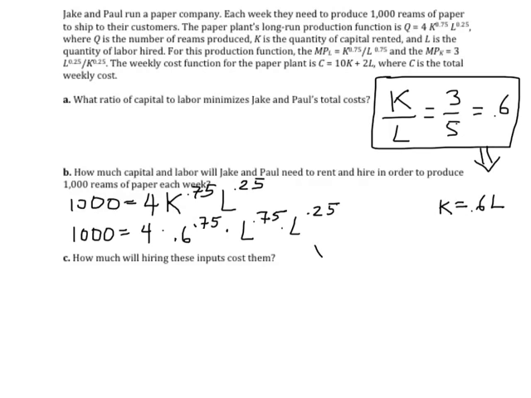So let me just simplify, then I'm going to have to pause while I go run get a calculator, since I can't use my calculations from Friday because I substituted differently. But I should still get the same answer. If I didn't, it means I made a silly algebra error, which happens to all of us. All right, so L equals 1,000 divided by 4 times 0.6 to the 0.75 power.